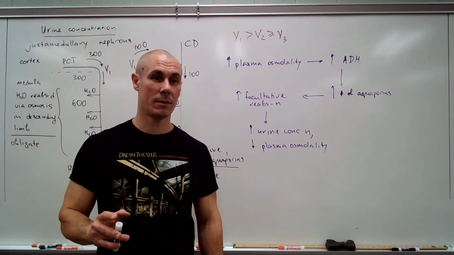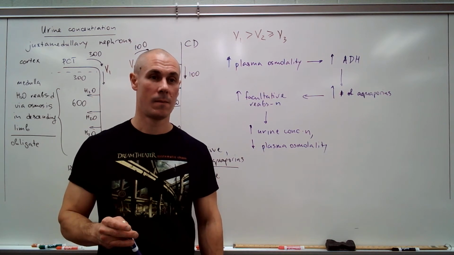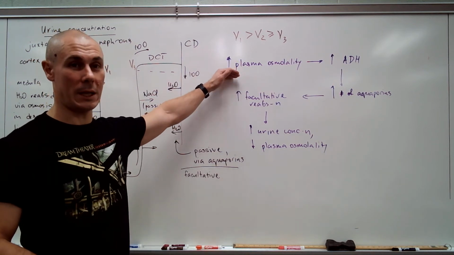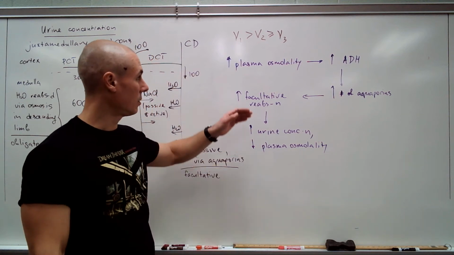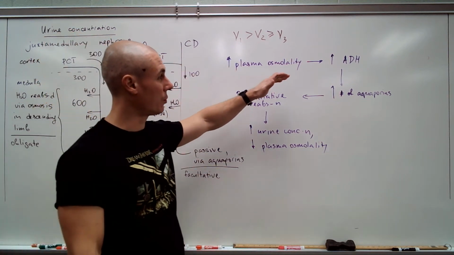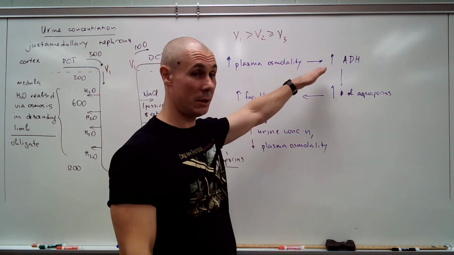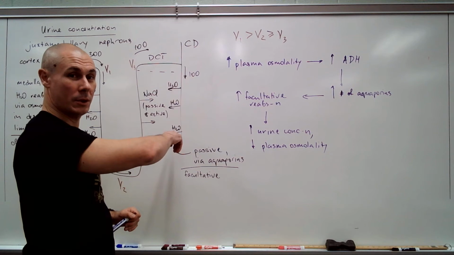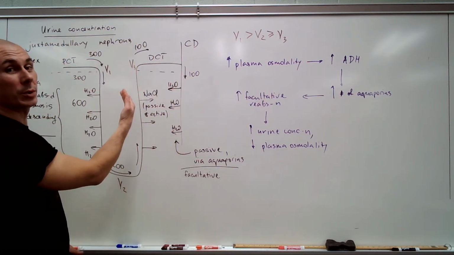Does that make sense? Let me just walk you through. So, your plasma, say you're dehydrated. Osmolality in the plasma goes up, triggers the ADH release from the posterior pituitary. ADH simply increases the number of water channels, so more water can passively be reabsorbed.